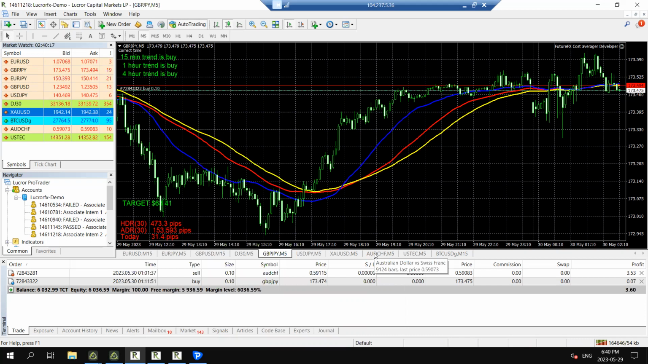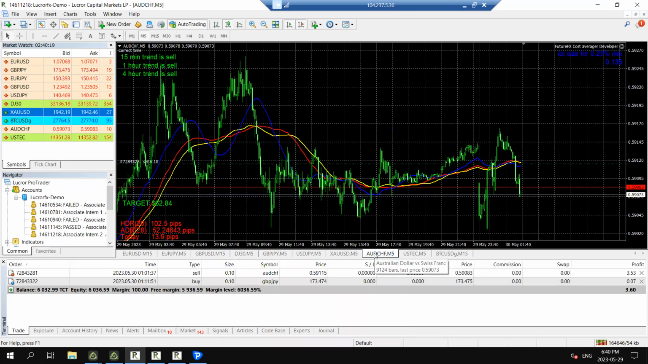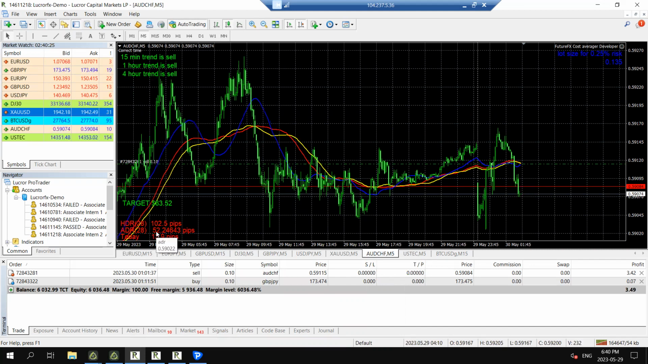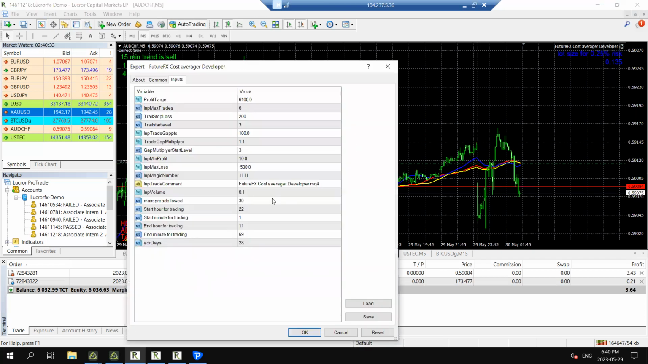Let's have a look at a different pair. So now we're looking at AUD CHF. The average daily range here is only 52 pips. And this is over the last 28 days, so I'll make it 30, the same as what we had on pound yen. 30.